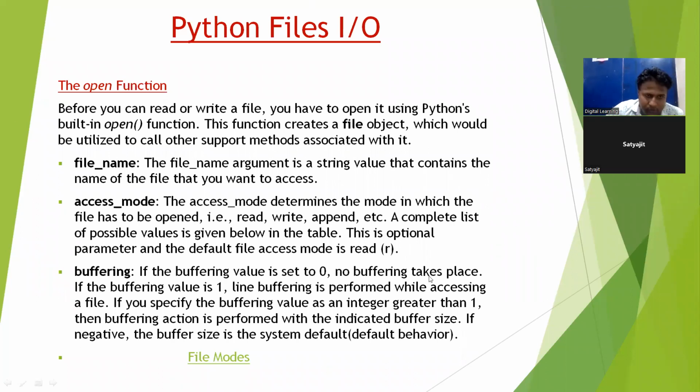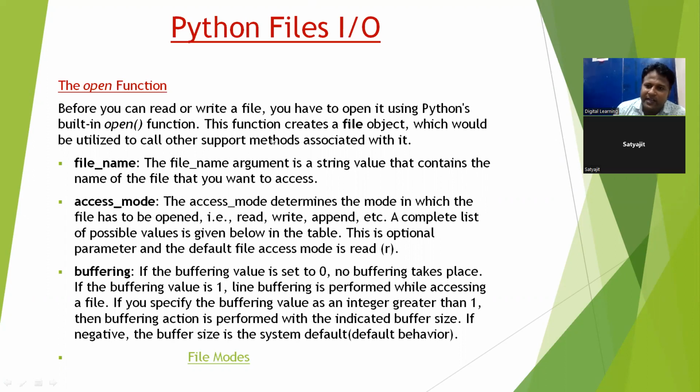File IO. So before you read or write a file, you have to open the file by using the Python open function. File read and write operation. The open method is used for opening a file.